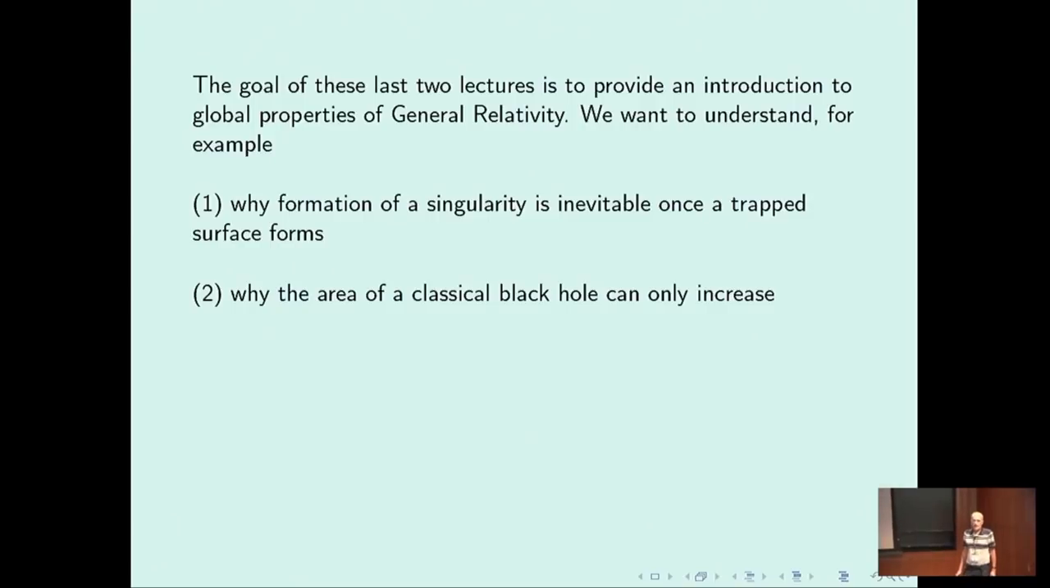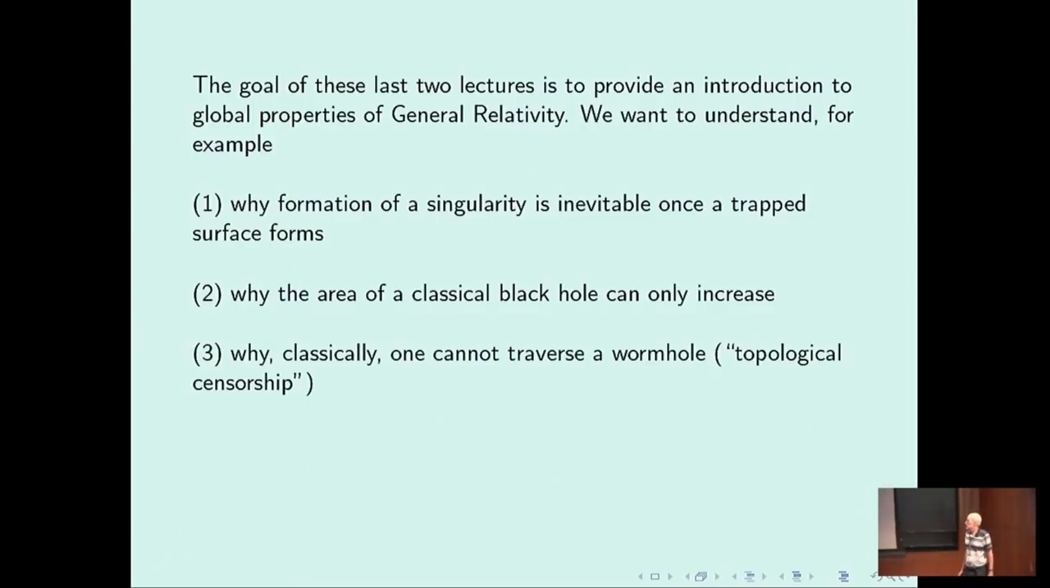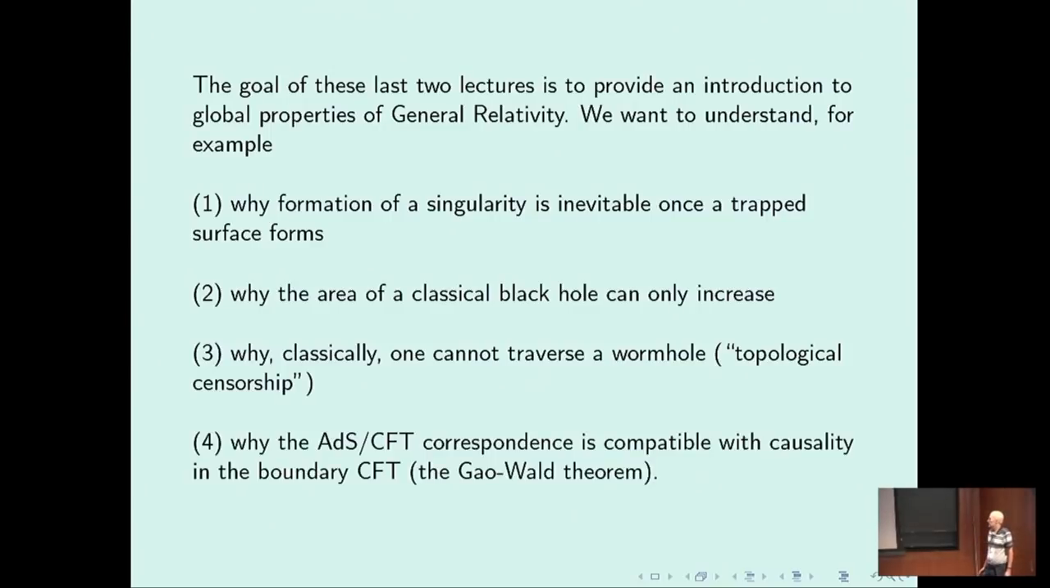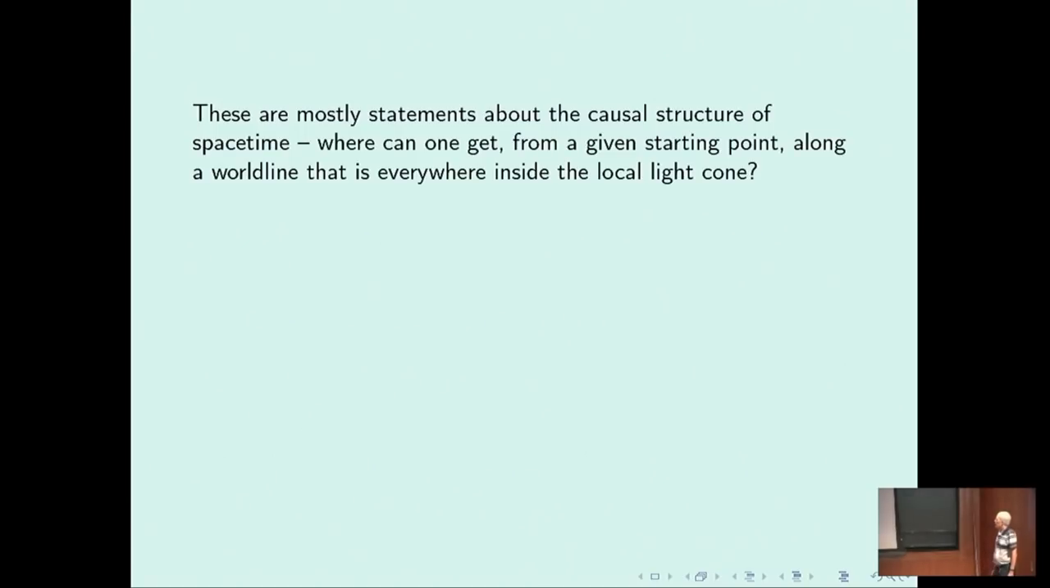Why can the area of a classical black hole only increase? Why can't you traverse a wormhole in spacetime, at least at the classical level? And why is the AdS-CFT correspondence compatible with causality? So these are mostly statements about the causal nature of spacetime. Where can you get from a given starting point along a world line that's everywhere inside the local light cone?